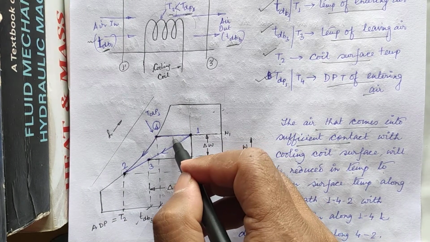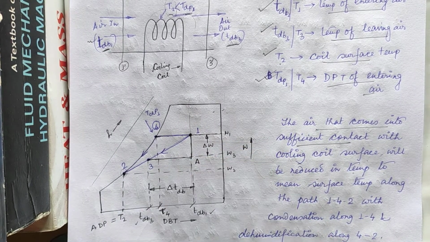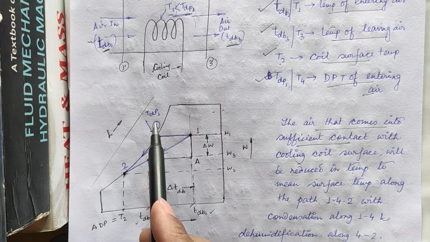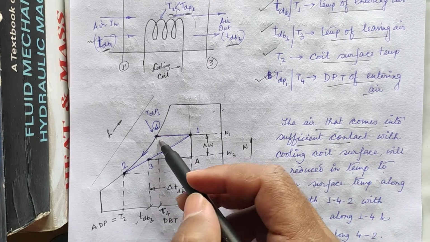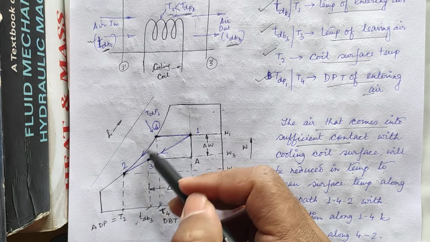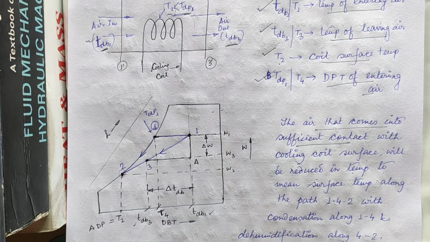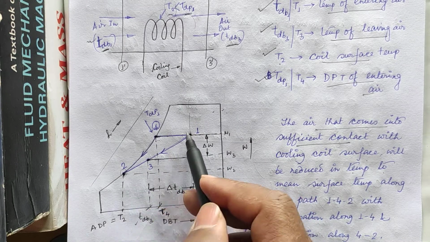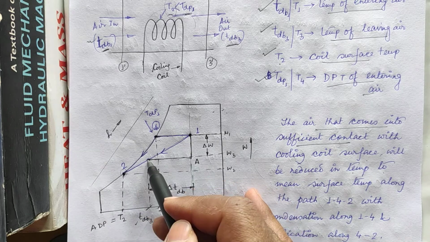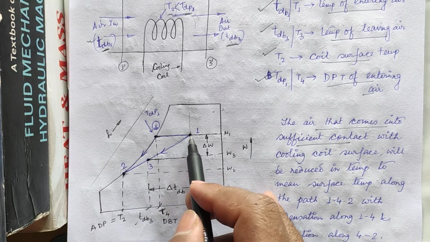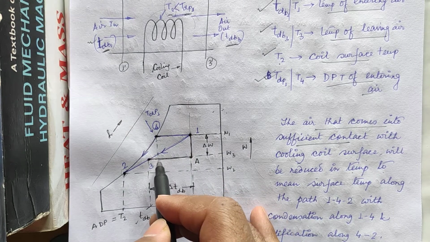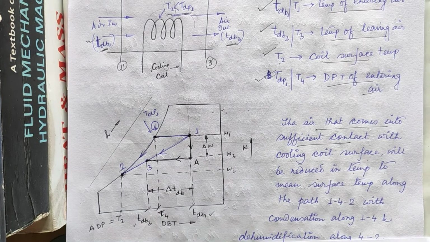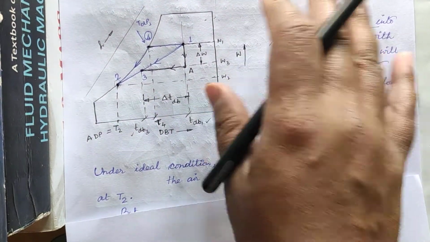That is why the process can be shown by a line 1, 4, 2, where 1 to 4 denotes condensation or cooling process, and 4 to 2 denotes dehumidification or removal of moisture. So the resultant of this 1, 4, 2 can be denoted by the line 1, 3, which denotes cooling as well as dehumidification. See, this one is dehumidification, this one is cooling. So first dehumidification occurs, then cooling occurs. So along with condensation of water vapor, cooling also occurs.